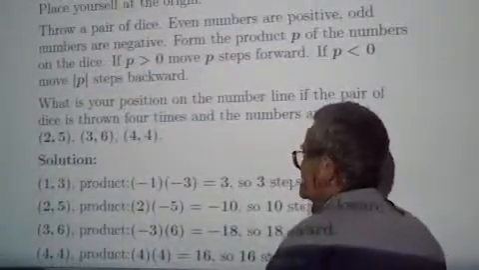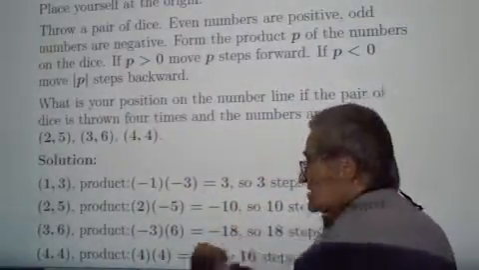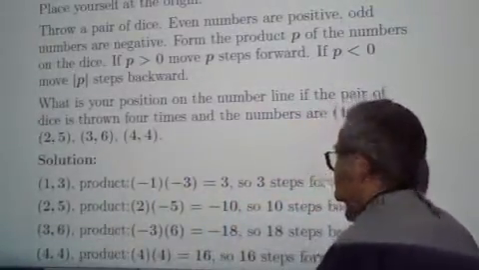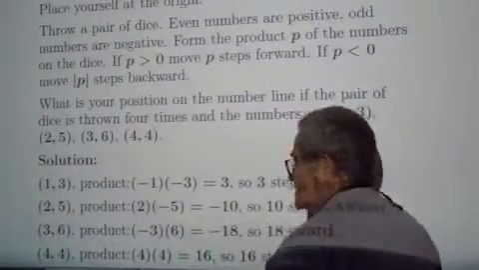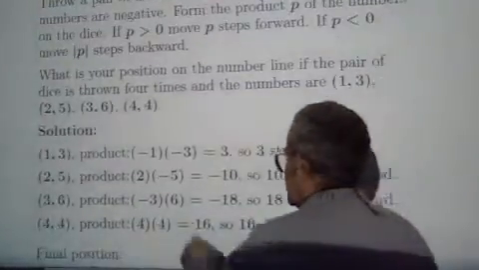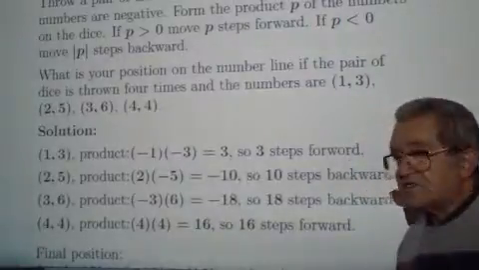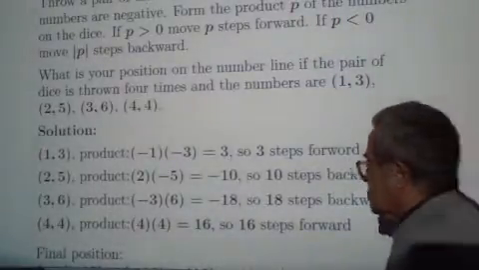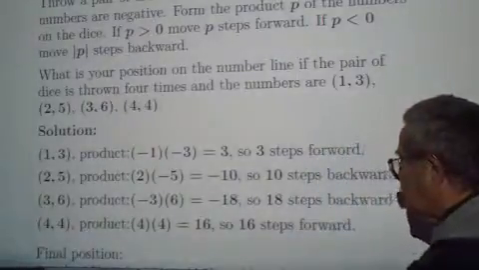Now the product of 1, 3 is negative 1 times negative 3, positive 3. You take 3 steps forward. 2, 5: positive 2 times negative 5, negative 10. You take 10 steps backwards. Then you have negative 3 times 6, which is negative 18. You take 18 more steps backwards. And then 4 times 4 is positive 16. You now go 16 steps forward.